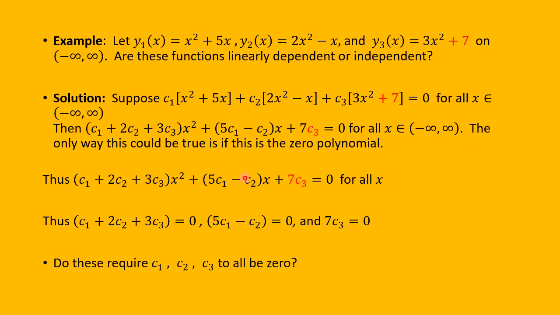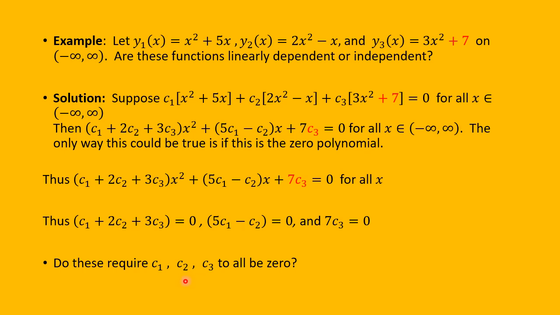If this polynomial, something times x squared plus something times x plus something times the constant term, equals 0, the only way that can be true is if this coefficient is 0, this coefficient is 0, and this term equals 0. So that gives us three conditions that C1, C2, and C3 have to satisfy. Now the question is, do these three equations require C1, C2, and C3 to be all 0?